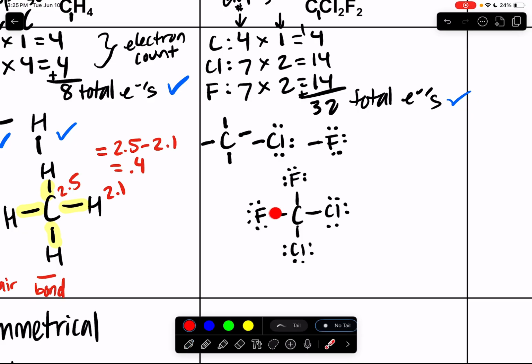Carbon is making 1, 2, 3, 4 bonds, so carbon is happy. My chlorines are each only making 1 bond, so they're happy. And then my fluorine is only making 1 bond too, so that one is also happy. So all of my atoms are happy here. This is a correct structure. I can move forward now.